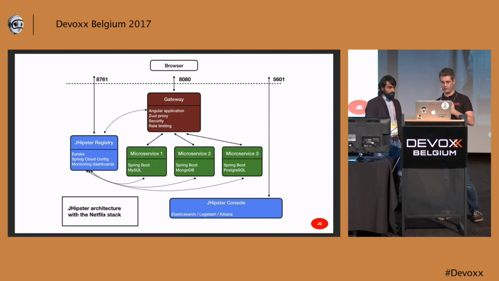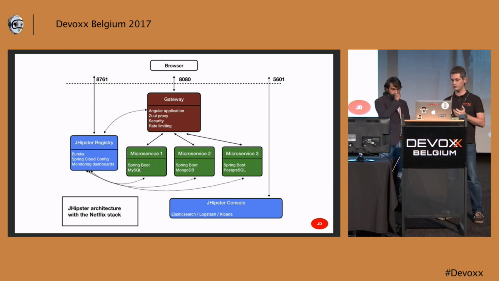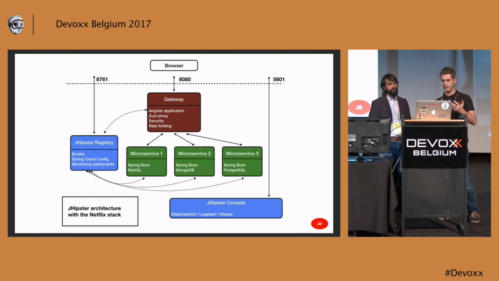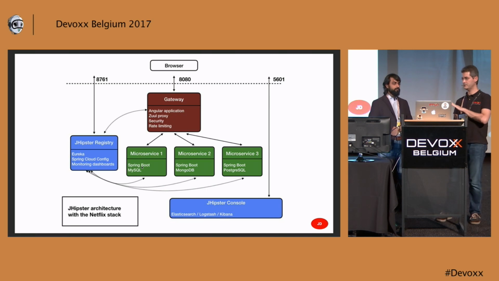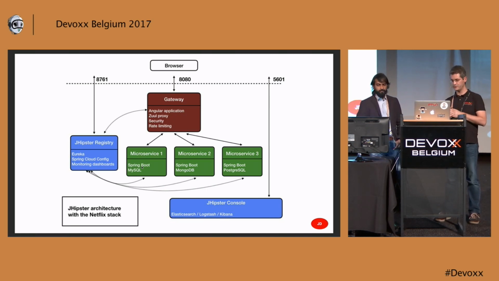And everything is monitored with something we call the JHipster console, which is basically the Elastic Stack with some customized dashboards that know what you want to monitor. So this is very simple to generate. That's what we will do several times today.